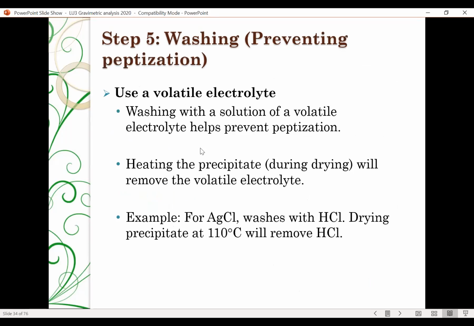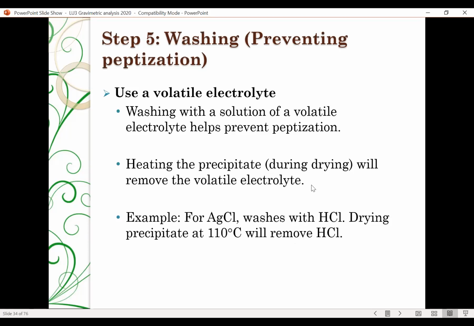Washing with a solution of a volatile electrolyte helps to prevent peptidization. After you wash with the volatile electrolyte, you heat the precipitate so that you can remove the volatile electrolyte. For example, in the case of silver chloride, if you wash with HCl, you dry the precipitate at 110 degrees Celsius, you will remove HCl from the precipitate. So it's easier.